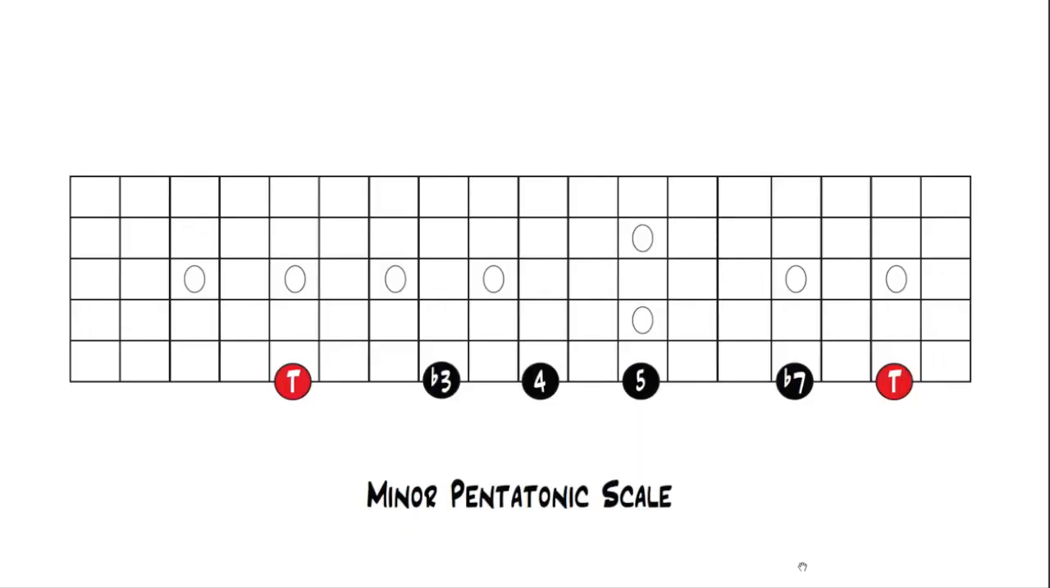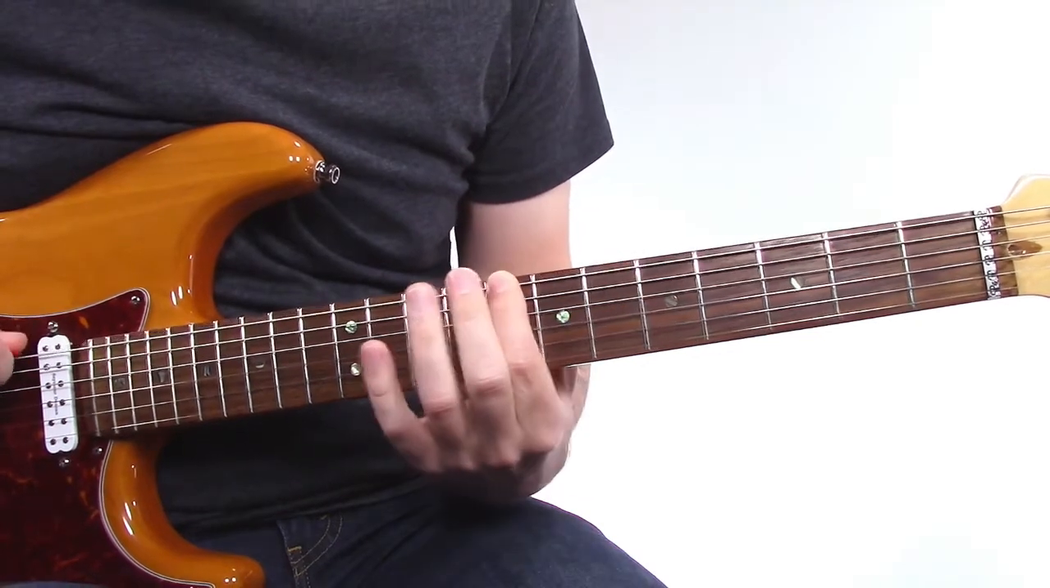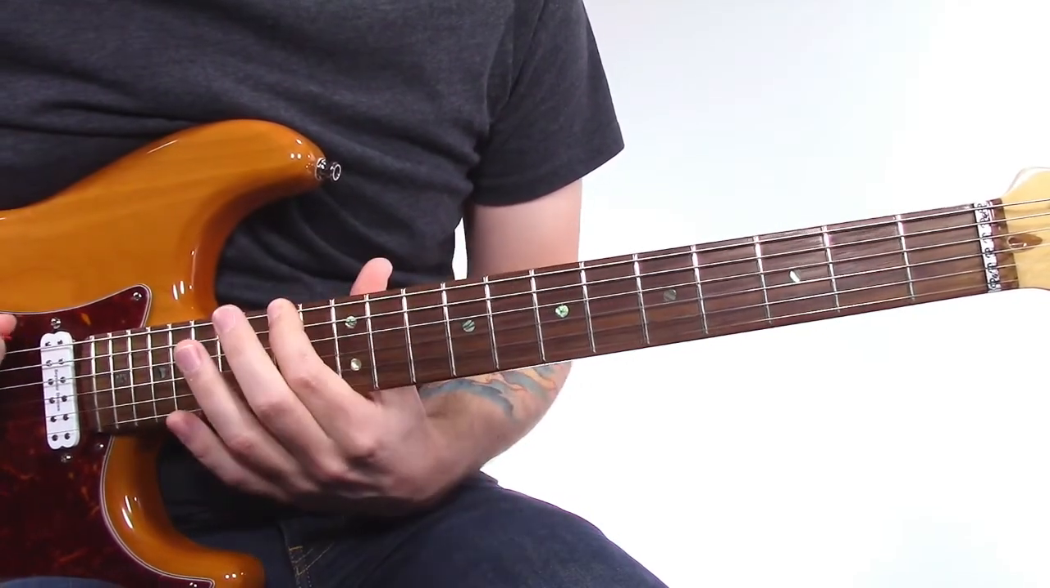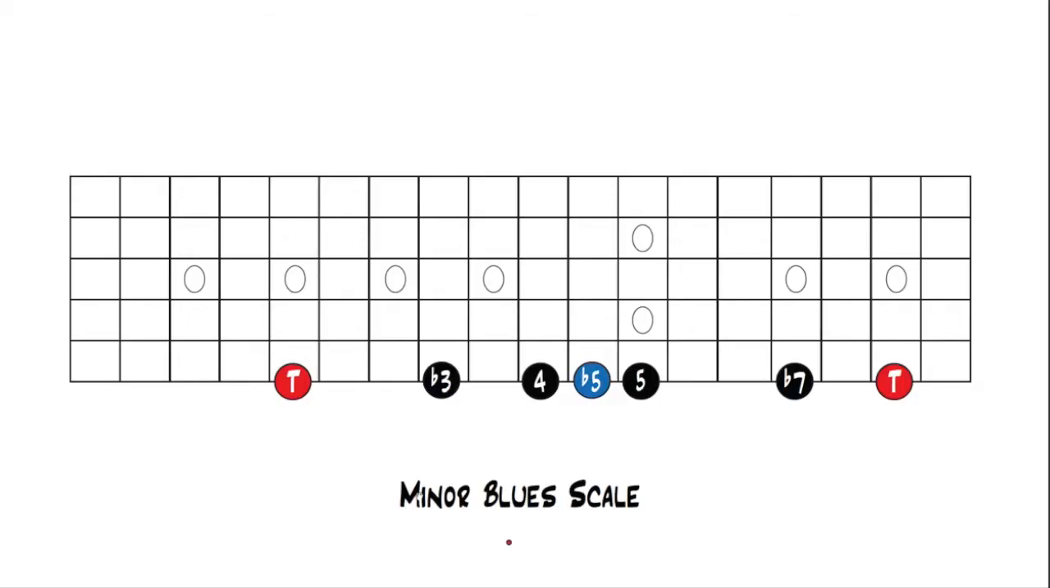And then really common variations of these are the blues scale. And the blues scales are, for the major blues scale, it's just taking the major pentatonic scale and adding the flat 3. And the minor blues scale, you're just taking the minor pentatonic and adding the flat 5.